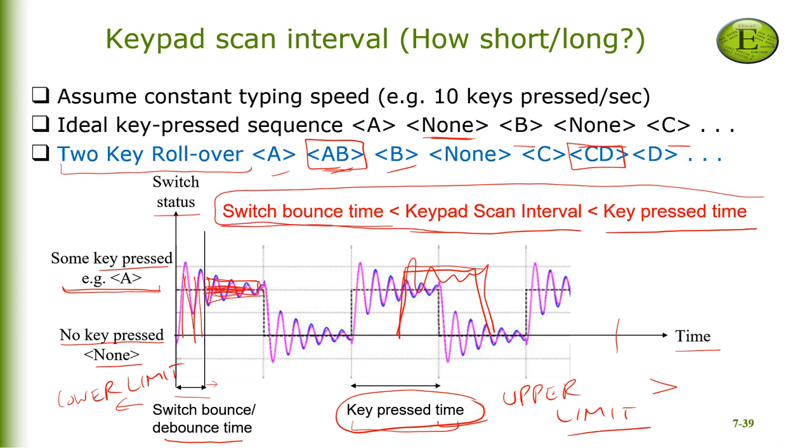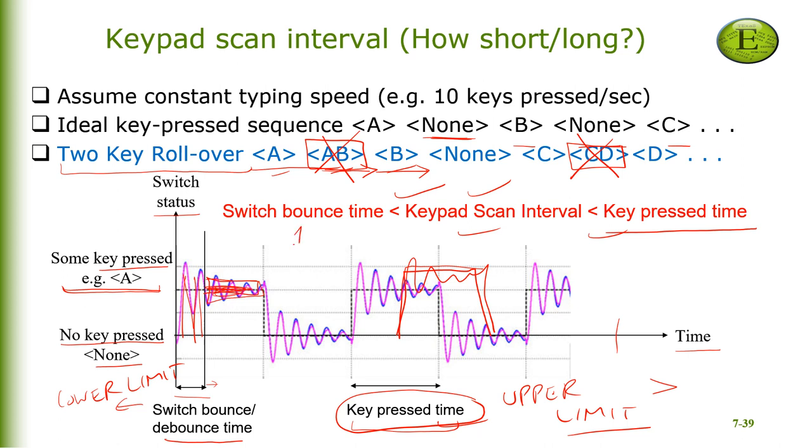What these limits guarantee us is that, with an appropriately chosen keypad scan interval which satisfies these two constraints, we can catch the two key rollover situation and then discard the scan which has captured two keys simultaneously pressed, because that doesn't convey the correct information about the key pressed. So keep in mind, the keypad scan interval must be less than the key press time and higher than the switch bounce time. In practice, this is about 10 milliseconds, and given the 10 keys per second, the key press time is half of 100.